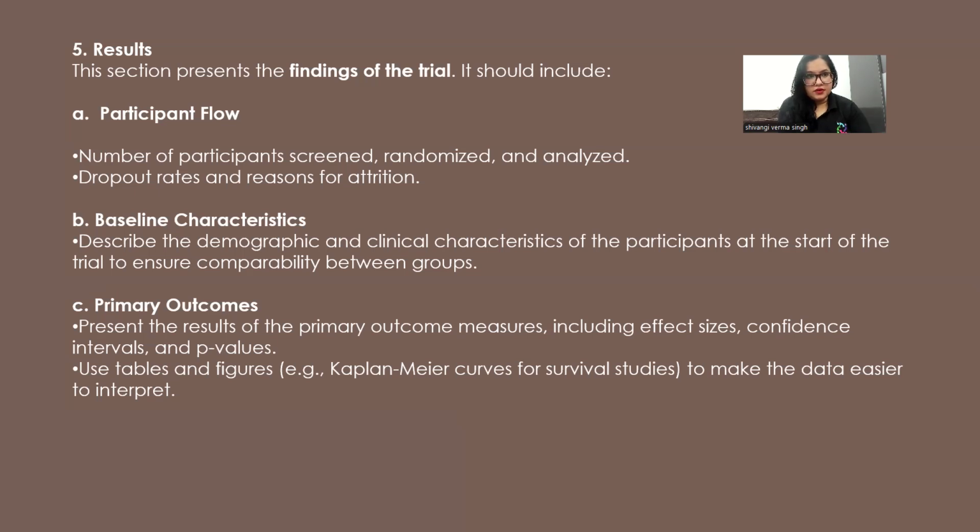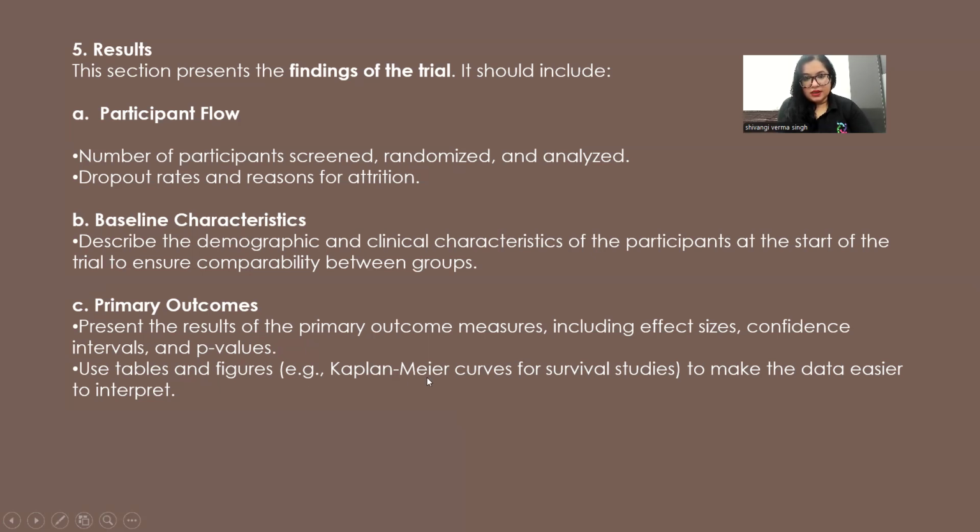It's very informative. And then participant flow, number of participants screened, randomized, and analyzed, dropout rate, and reason for attrition. Baseline characteristics describes the demographic and clinical characteristics of the participants at the start of the trial to ensure compatibility between groups. Primary outcome presents the results of the primary outcome measures, including effect sizes, confidence intervals, and p-value.